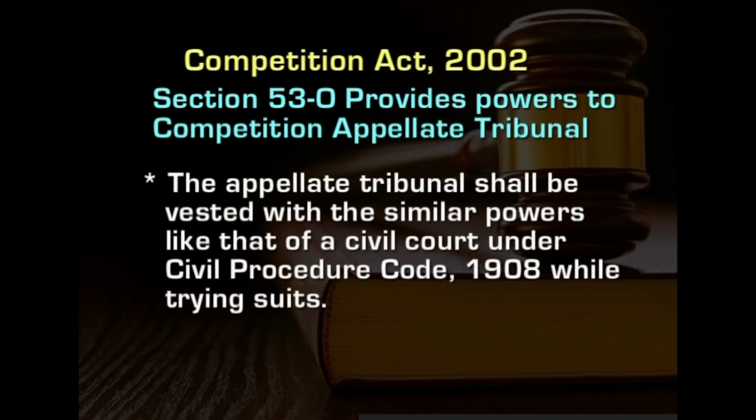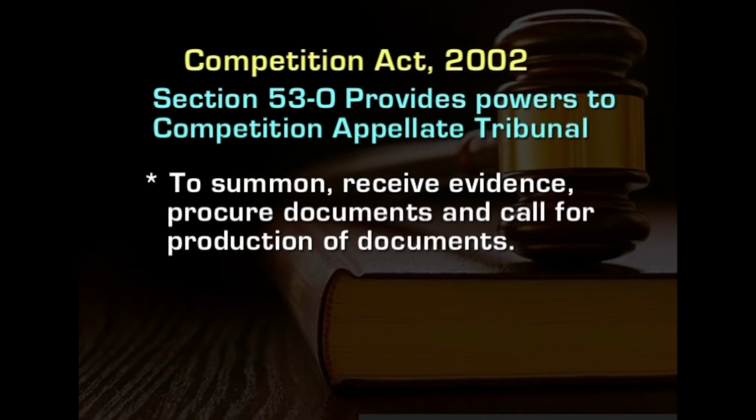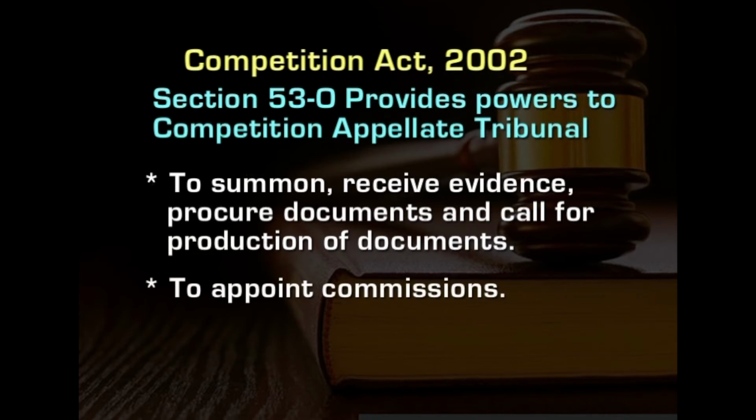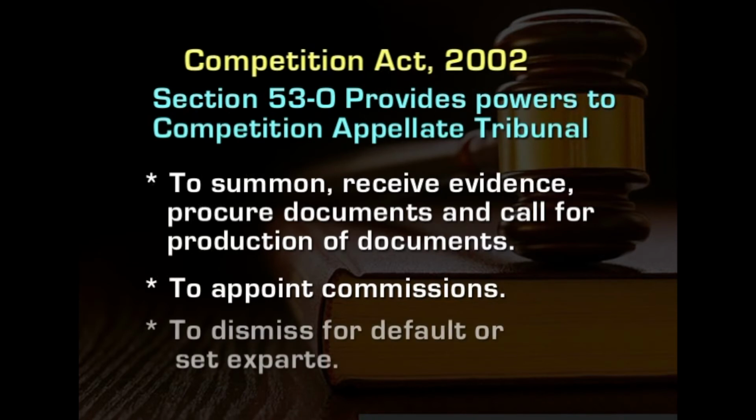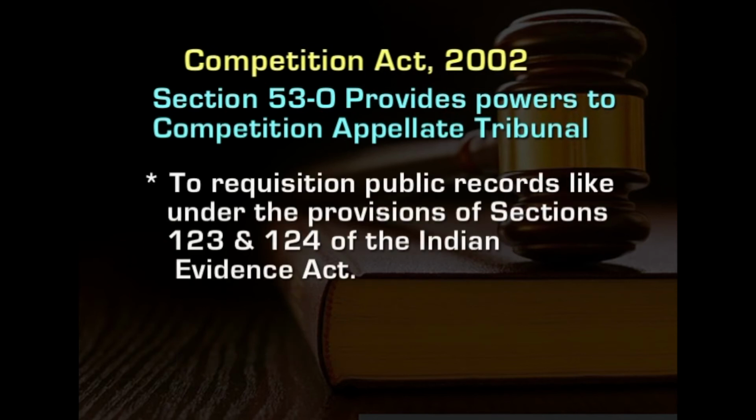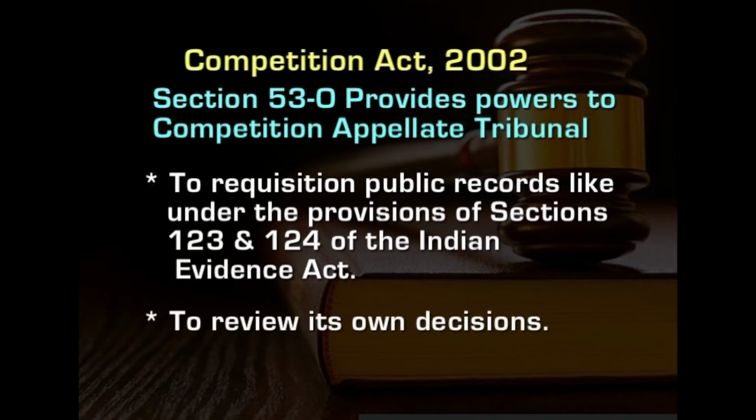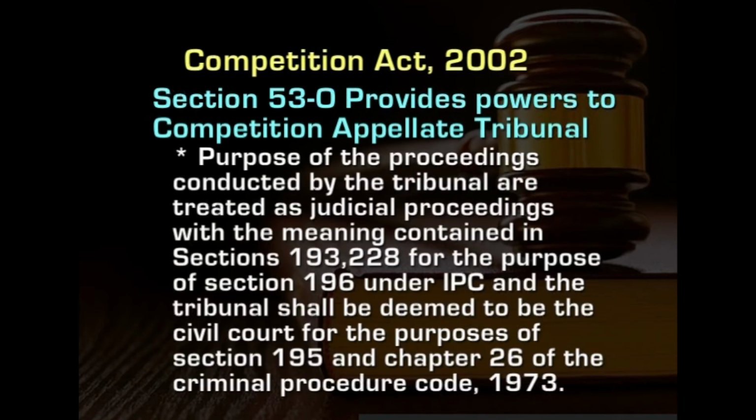The Appellate Tribunal shall be vested with similar powers like that of a civil court under the Civil Procedure Code 1908 while trying suits. The tribunal shall also have power to summon, receive evidence, procure documents and call for production of documents. Further, it also has the power to appoint commissions. It also has the power to dismiss for default or set ex parte. The tribunal also enjoys power to requisition public records under the provisions of sections 123 and 124 of the Indian Evidence Act. Further, the tribunal also has the power to review its own decisions.